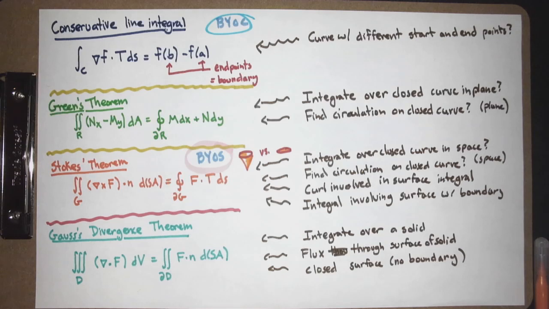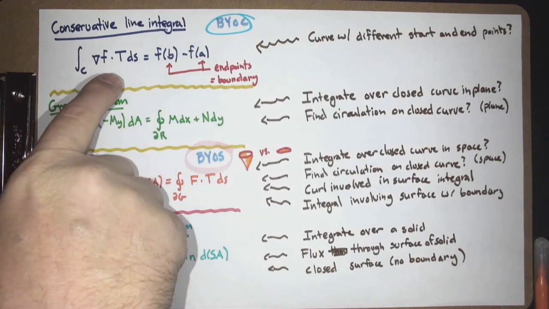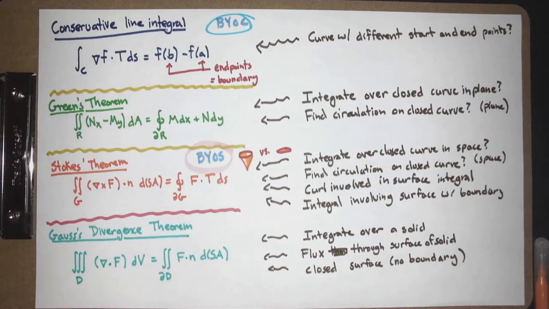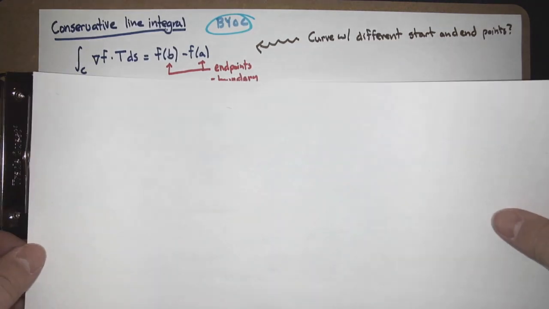All right, let's talk about identifying. How do you know what to use and when? So the first one, a conservative line integral. What are you looking for? I'll give you a spoiler. It's kind of written down here. Yeah, you got a curve with different endpoints. Now, be careful. If I have a curve with different start and endpoints, can I always apply this? I'll give you a hint. I said the word be careful. No.